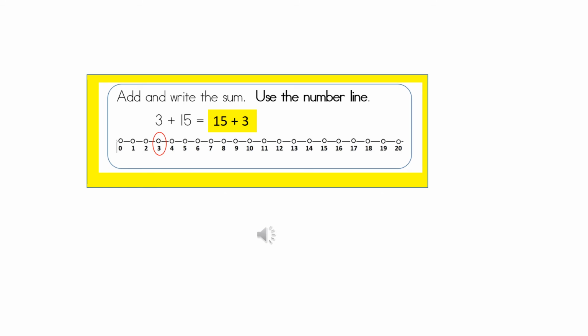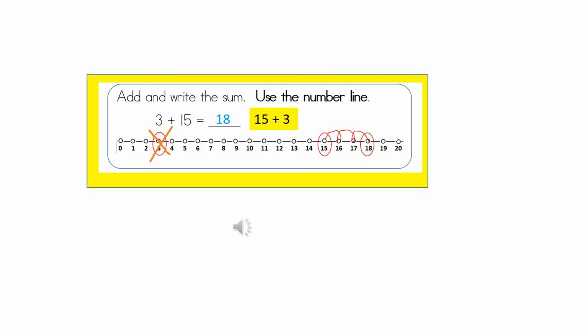So instead of starting with the 3 and jumping 15 places to the right, we will start with the 15 and count 3 places. It's always easier to start with the bigger number when you are adding. 15 plus 1 gets us to 16. 15 plus 2 gets us to 17. 15 plus 3 gets us to 18.